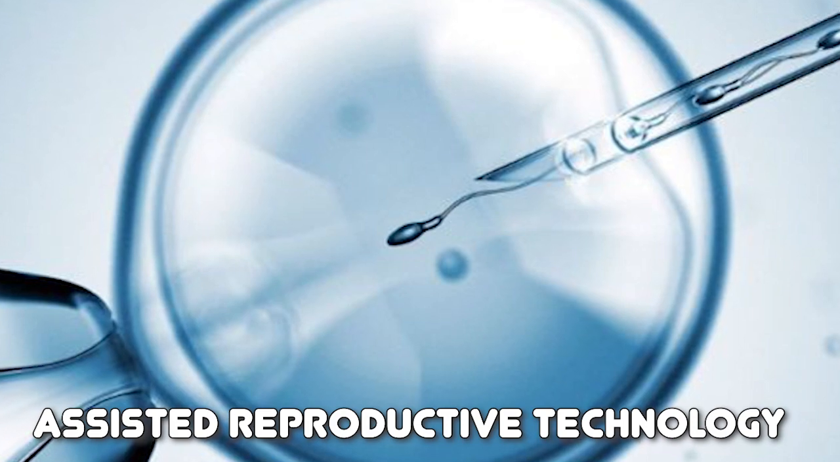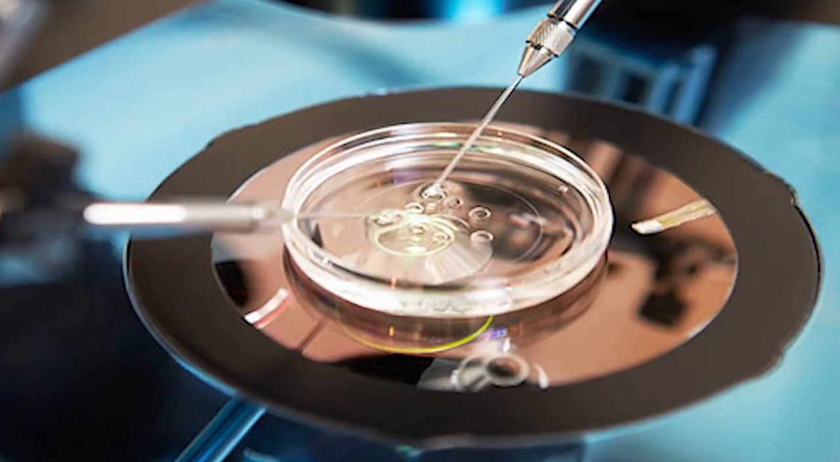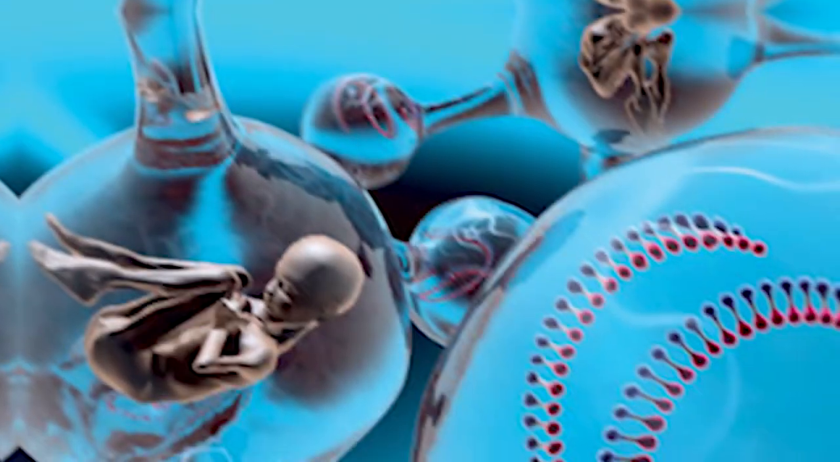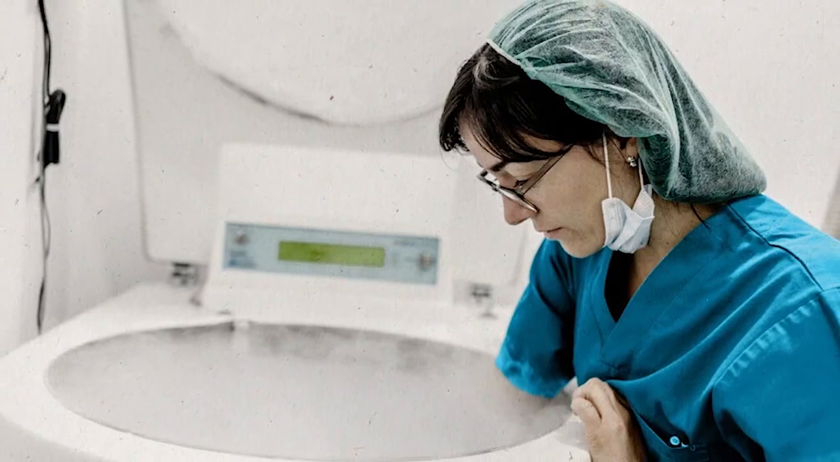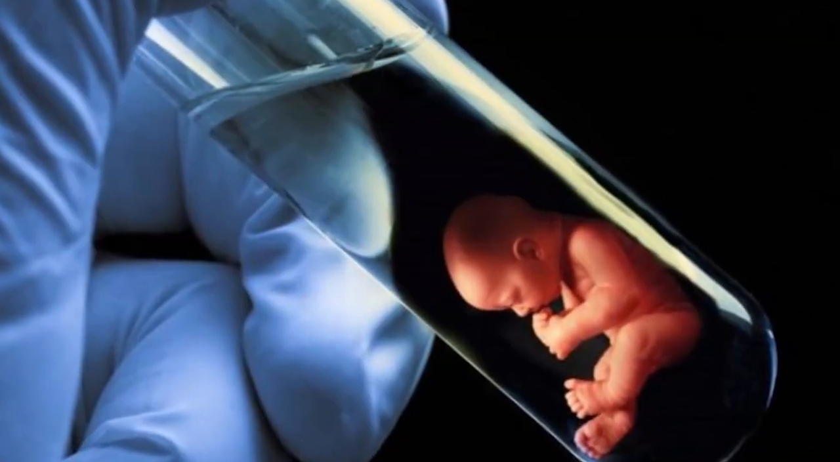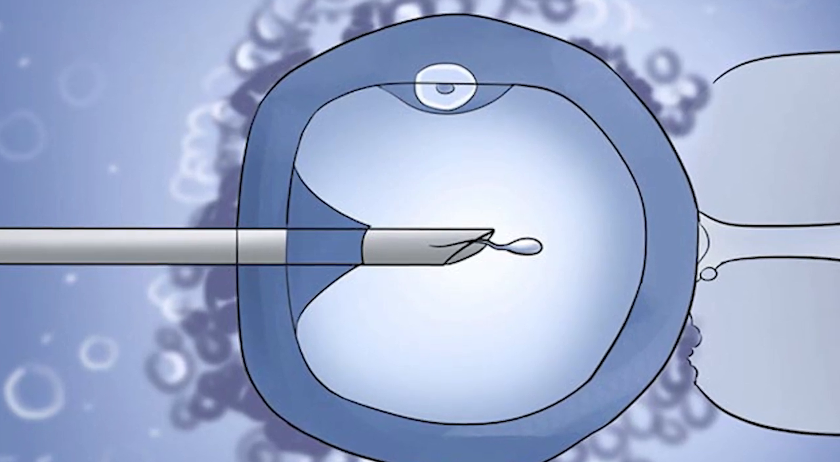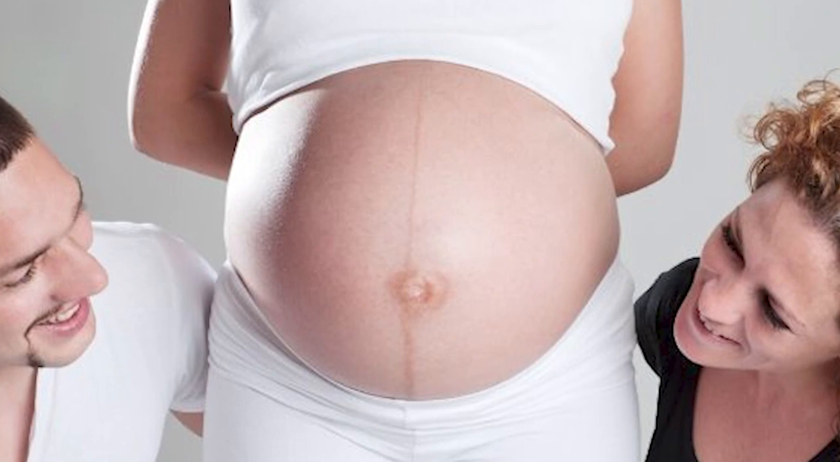With assisted reproductive technology, a woman's ovaries are surgically removed. Her eggs are combined with sperm in a lab, and then she either returns the combined eggs to her body or donates them to another woman. In vitro fertilization is the most popular kind, IVF. Additional forms include intracytoplasmic sperm injection, ICSI, assisted hatching, and gestational carriers.